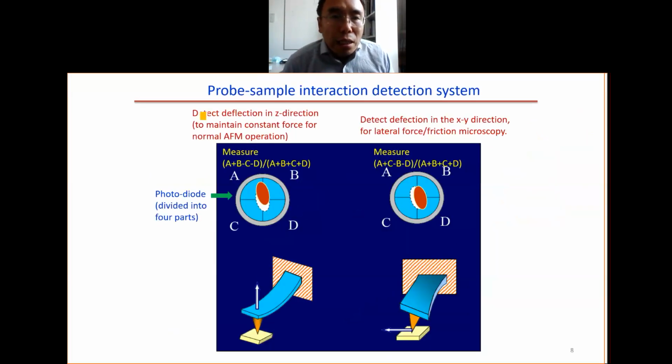So for the normal detection of the Z direction, the beam spot will move up and down. So you measure the A plus B minus C, measure this value. This is for the normal bending along this direction. If you move the tip in the lateral direction, the tip will be twisted. So the cantilever will be twisted. Then you see the laser beam move left and right. This is used for lateral force or friction microscopy. So you drag laterally to measure the friction, the lateral force.